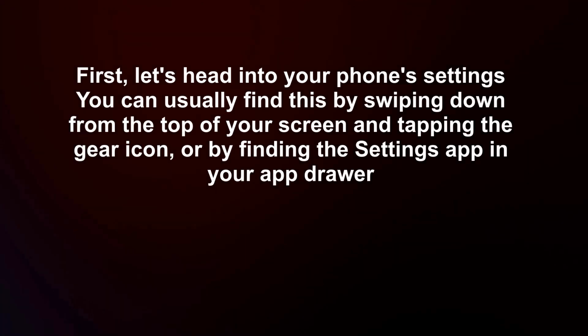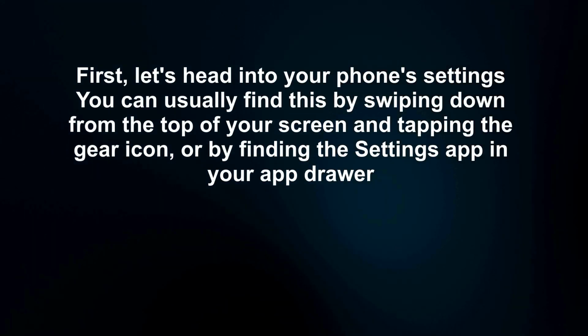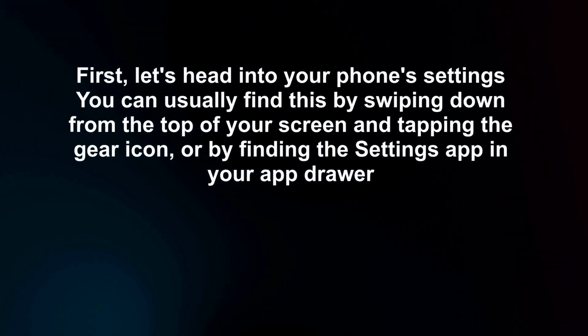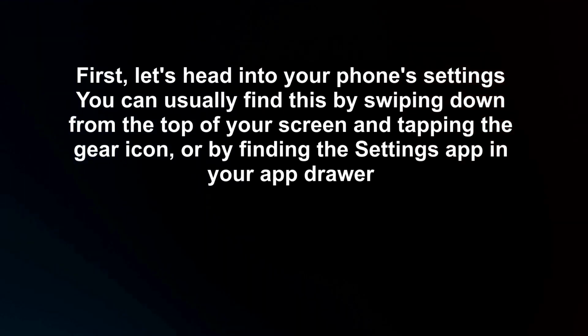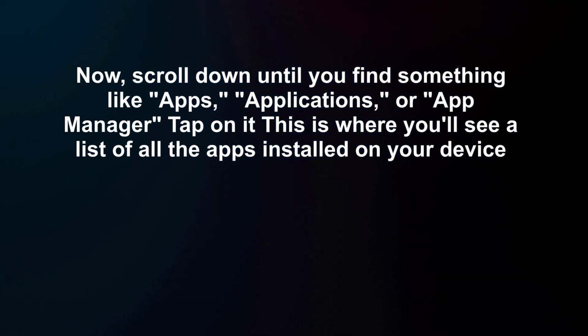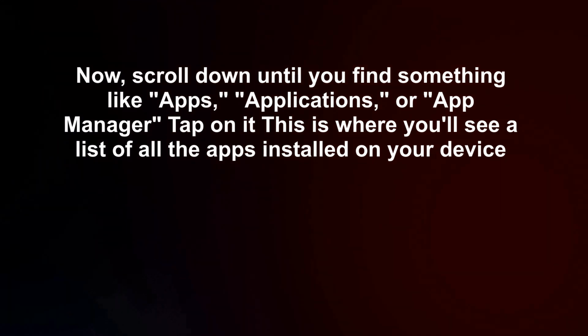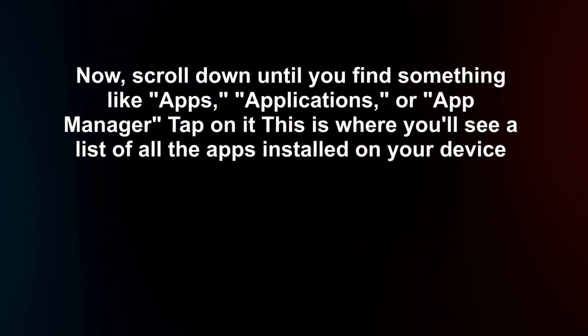First, let's head into your phone's settings. You can usually find this by swiping down from the top of your screen and tapping the gear icon, or by finding the Settings app in your app drawer. Now, scroll down until you find something like Apps, Applications, or App Manager. Tap on it. This is where you'll see a list of all the apps installed on your device.